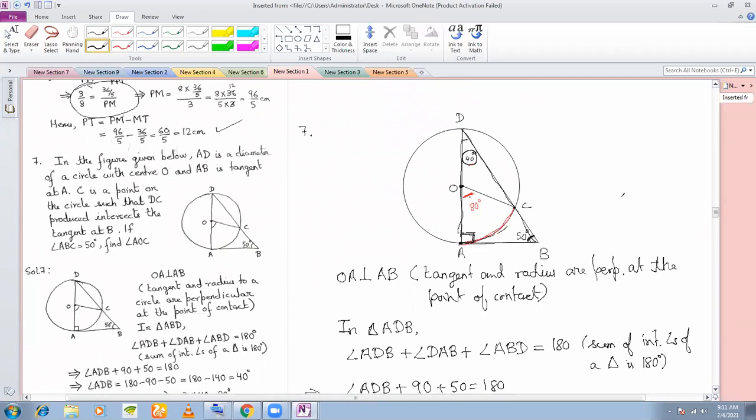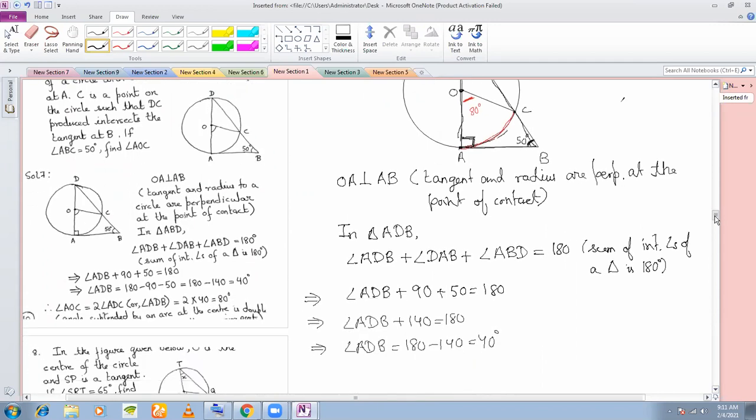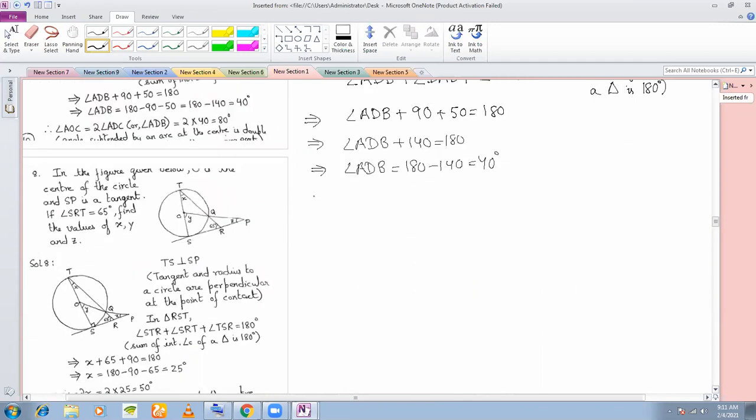Now the unknown angle AOC must be double of ADB. Why? Because angle subtended by an arc at the center is double the angle subtended by it on the remaining part of the circle. So that is what we must write. Hence angle AOC is twice of angle ADB.